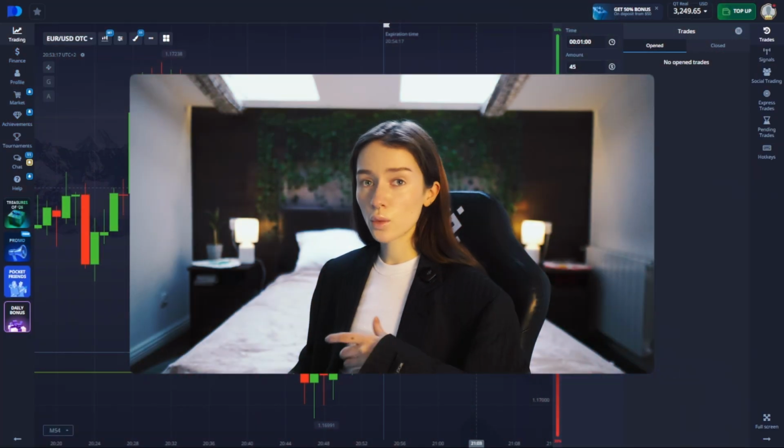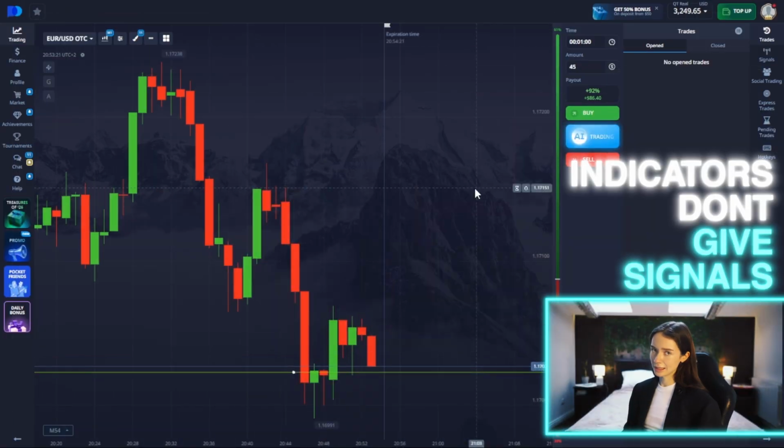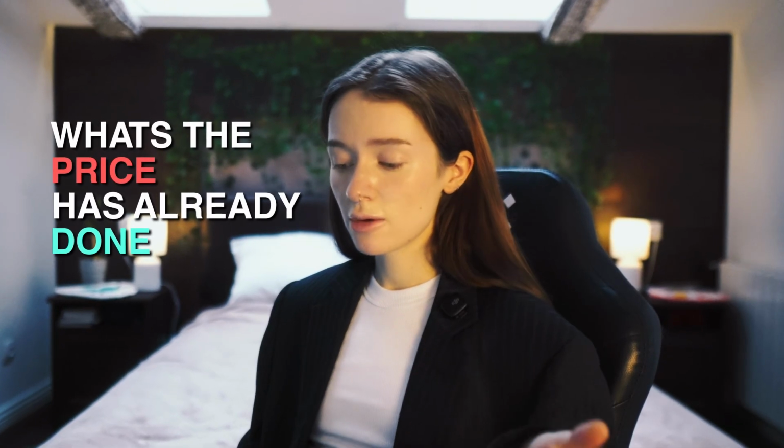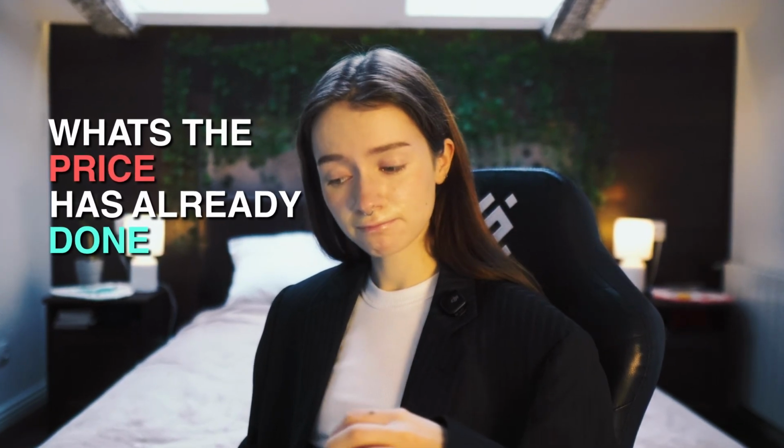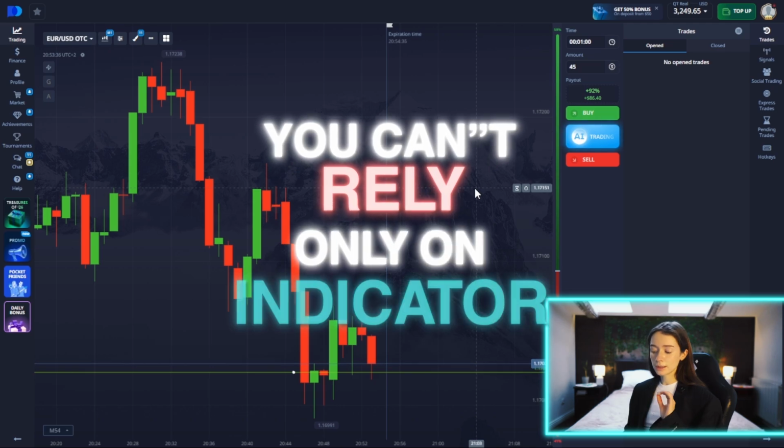The main idea I want to share today is that indicators don't give signals. They only show what the price has already done. Price comes first, and if you can read price, indicators are either not needed or become an additional filter. You can't rely only on an indicator. It's not a foundation, it's not a money button, it's not a tool that will always make you profitable.